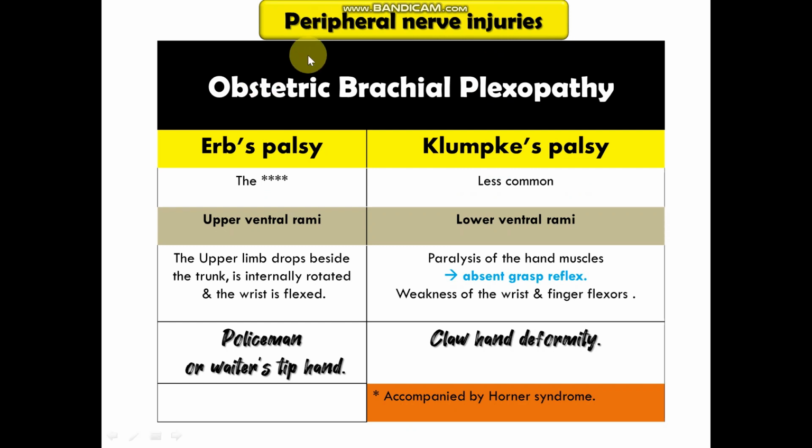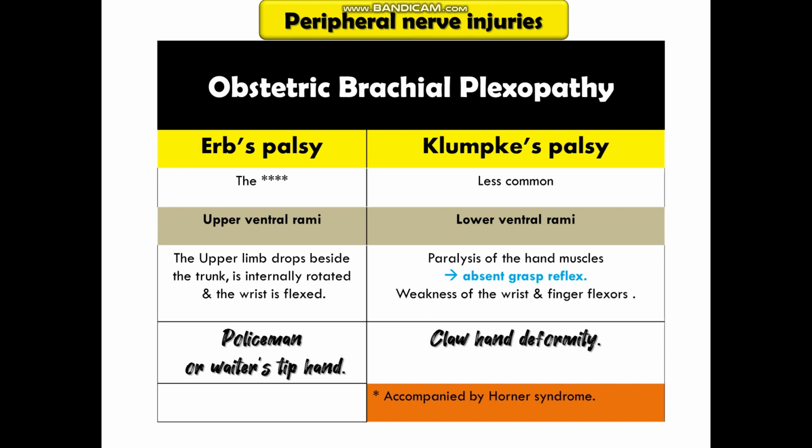First of all, why is it called obstetric brachial plexopathy? Well, it's because it's a brachial plexus lesion that occurs during birth. Erb's palsy is by far the more common type, and it is a lesion of the upper ventral rami of the brachial plexus. However, Klumpke's palsy is less common, and it is a lesion of the lower ventral rami. For each of these palsies, there will be a specific deformity. Here it's called policeman or waiter's tip hand, and here it's called the claw hand deformity, as we can see later on.